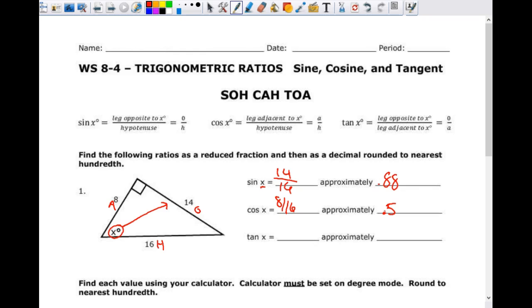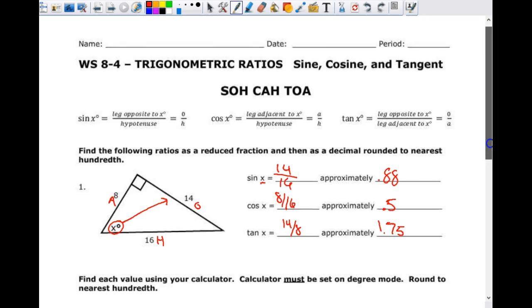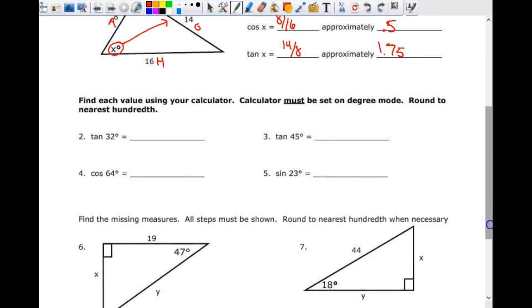Now finally tangent. Tangent is opposite over adjacent. Opposite was 14 over 8, which is... okay. Now we're going to review.